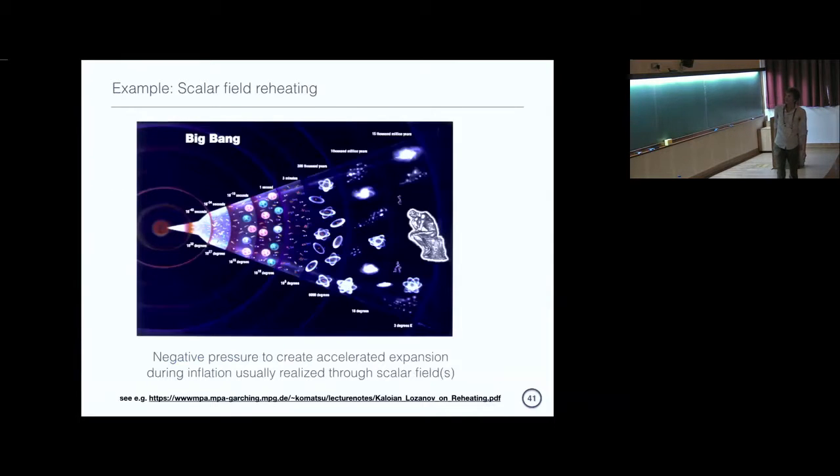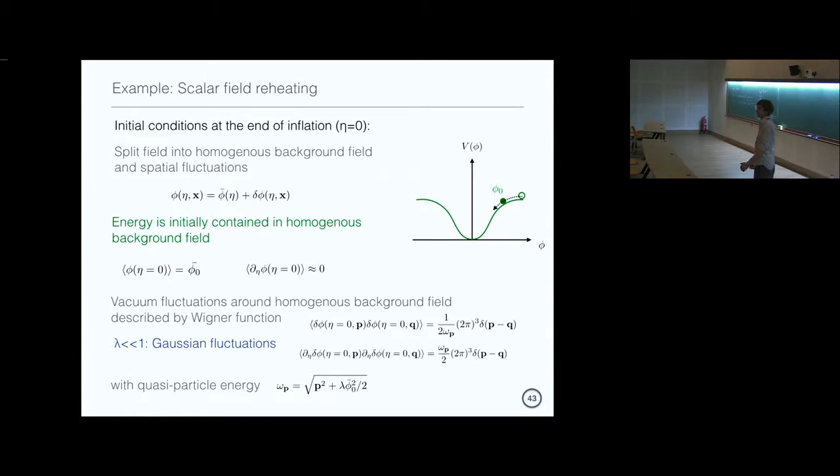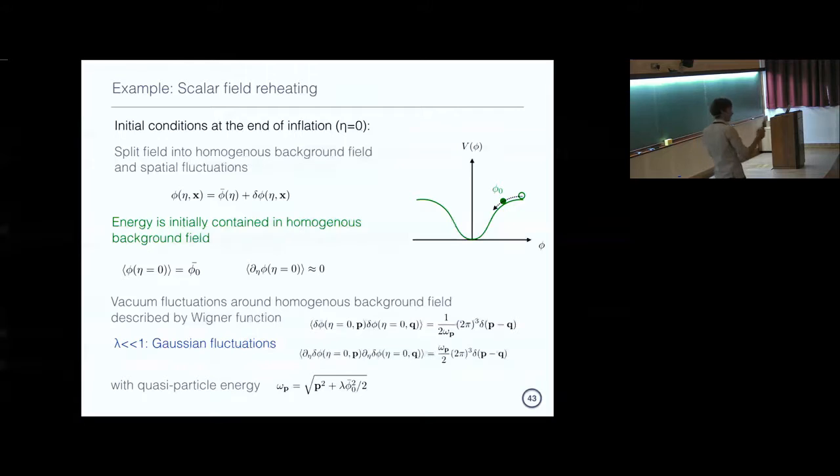So the first example that we were about to discuss was this example of scalar field reheating, and basically going through a sequence of steps, we argued that this problem can be mapped onto studying thermalization of a scalar field simply in a static box. So just imagine you have scalar particles which are in a box, and you want to understand how this system now thermalizes.